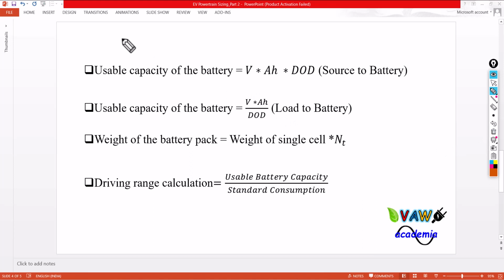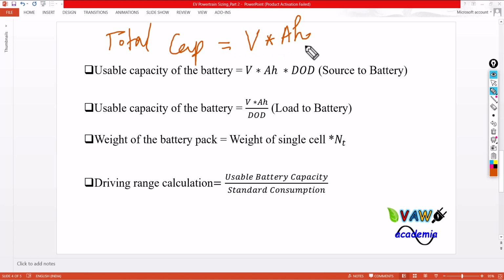If we want to calculate the total capacity, it will be given by the voltage rating of the complete pack multiplied with the capacity of the battery. So this will give you the total capacity of the battery.